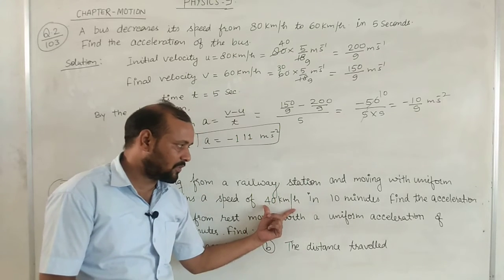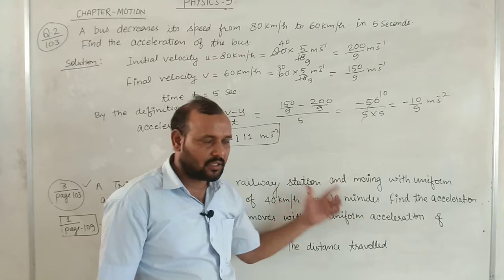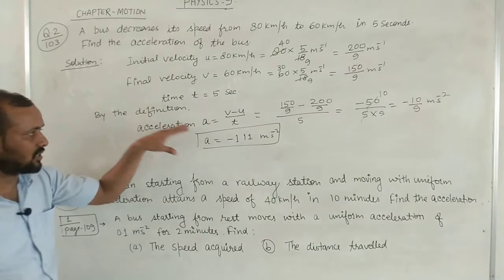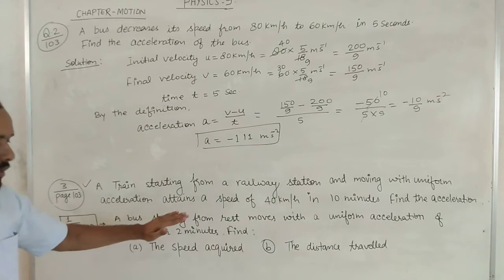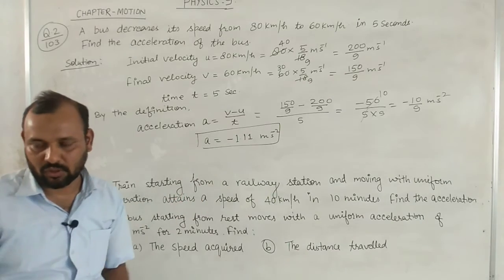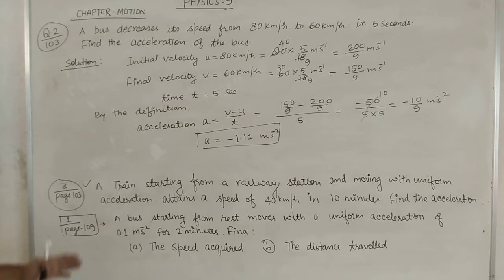Change it into meter per second, and change time into seconds. Then, using the definition of acceleration, a is equal to v minus u upon t, you can solve this problem. Solve this problem by yourself.